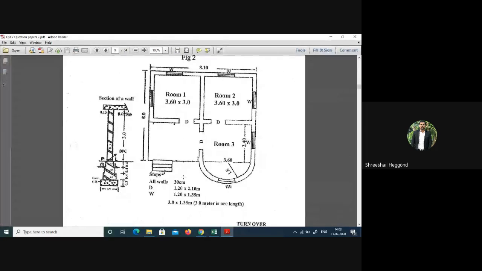This is a half circle, 3 meter, and room 3 is 3.6 by 2.4, and the semicircle wall is continued for room number 3. The center line radius will be 1.95, as the internal radius is given as 1.8. By using pi r, you can calculate the length of the center line for the semicircle wall. All the remaining portions are rectangular.